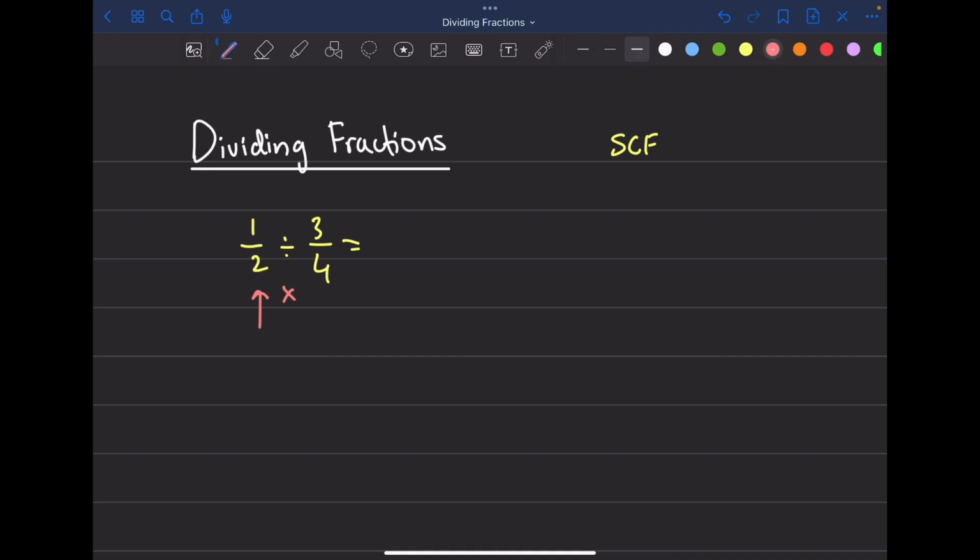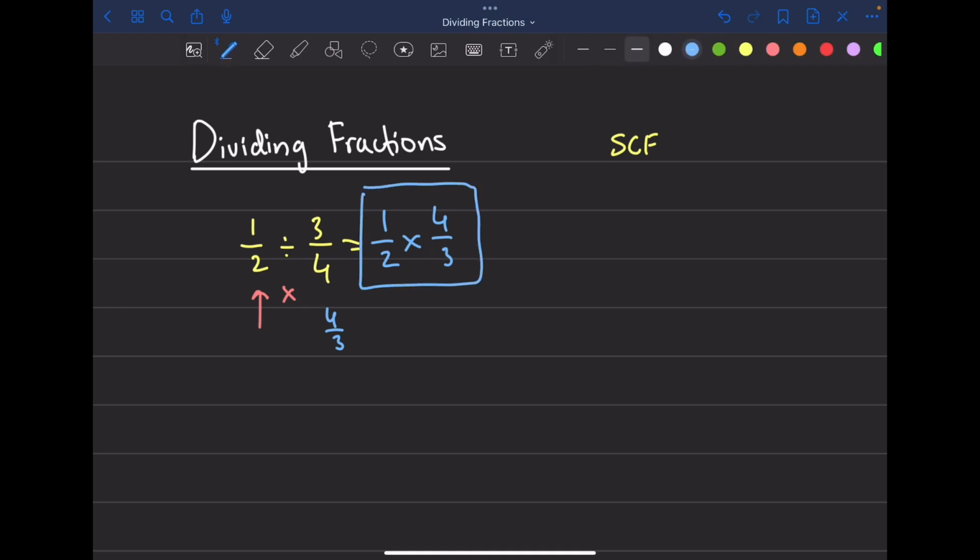So what that means is that we're going to have the same first fraction, so 1 over 2. Instead of division, we're going to have multiplication, so multiplied by, and then we're going to flip this last fraction. So instead of 3 over 4, we would have 4 over 3. So let's write that here. And yeah, now you basically have a multiplication question.